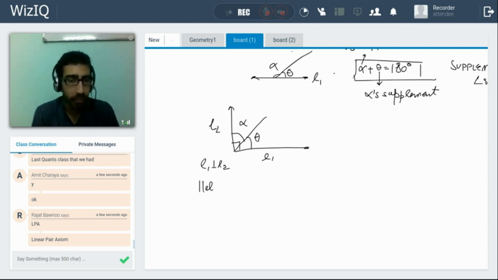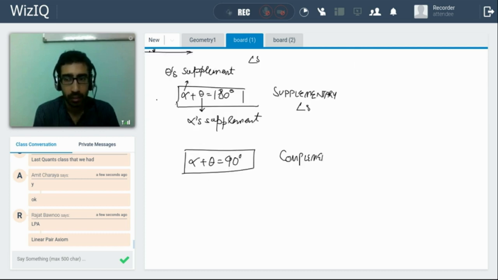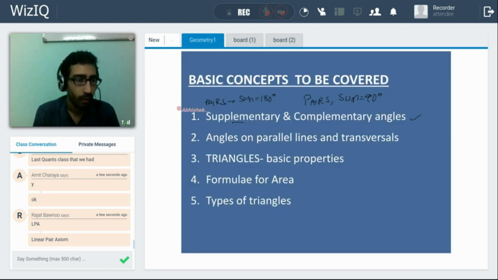So if line 1 is parallel to line 2, clearly theta plus alpha, or alpha plus theta, is equal to 90. Again, in pair, these are known as complementary angles. So when the sum of two angles is 90, they are complementary. Okay?